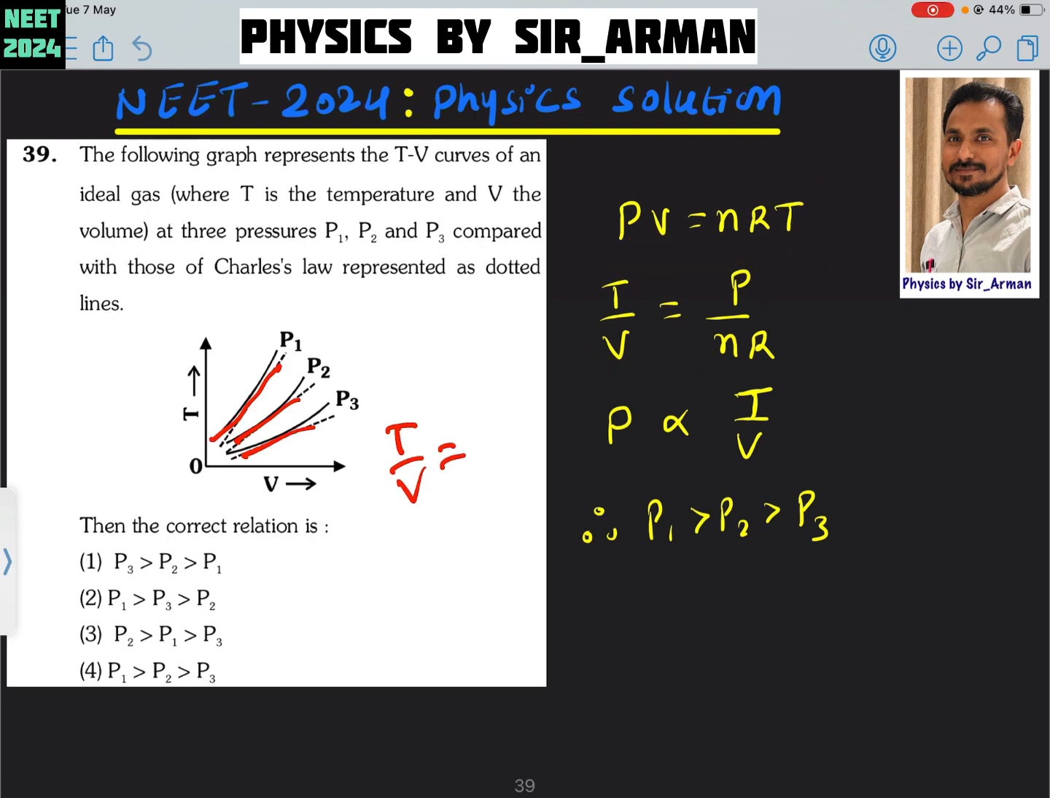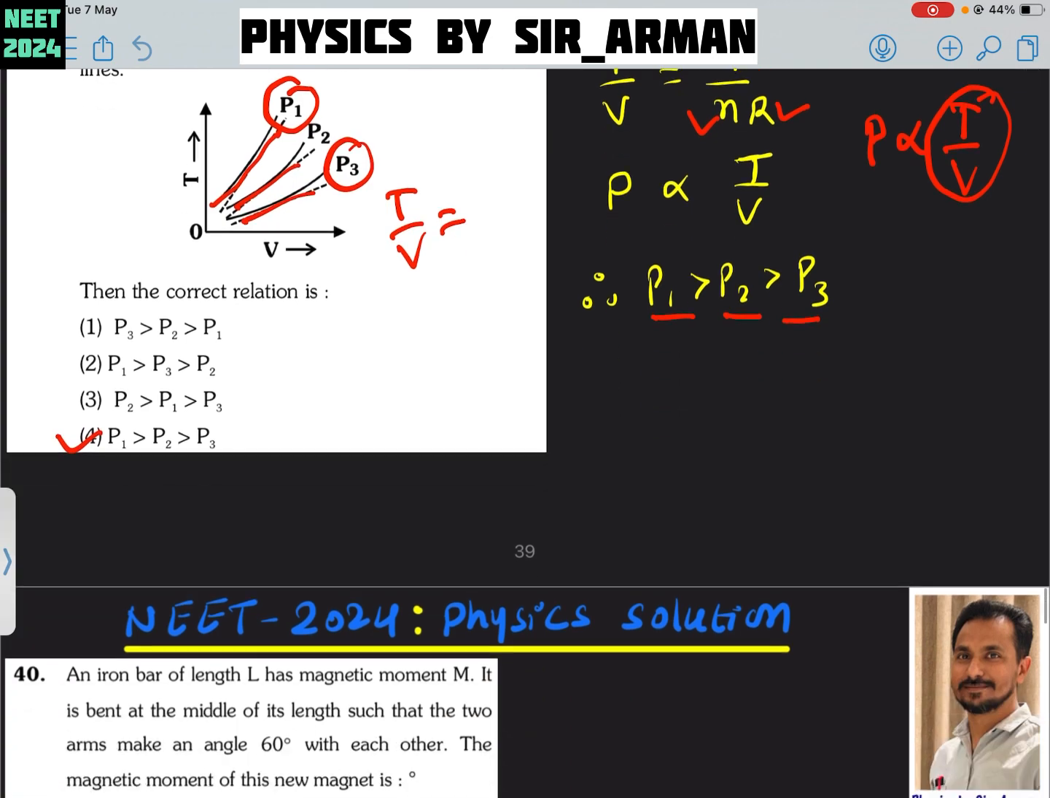Now which terms are remaining? On bringing this V here, we are left with P by nR, because nR will go there. Now n is constant, R is constant, so we can say P is directly proportional to the T by V slope. Means the highest slope for T by V has the highest pressure. So P1 has the highest pressure and P3 has the lowest pressure. So P1 is greater than P2 is greater than P3. So option number 4 is the correct option.